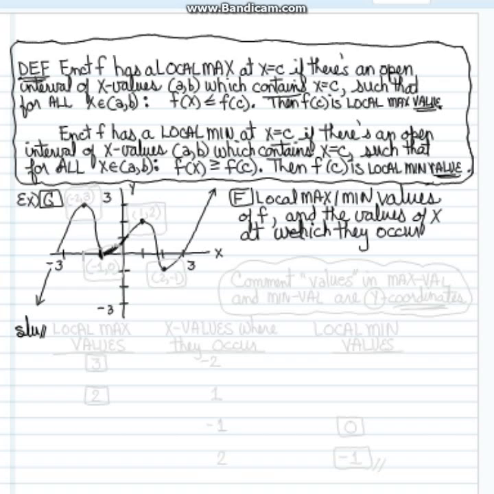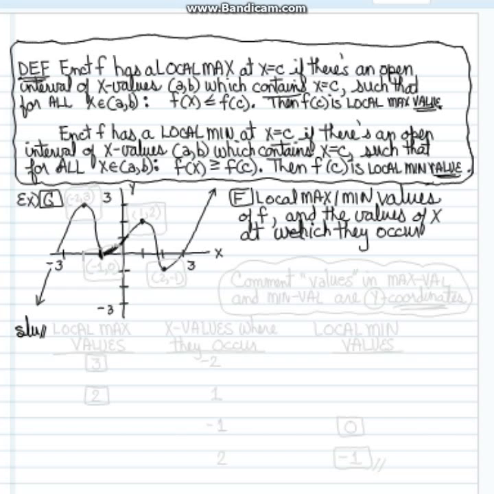All right? Now, what we're saying here is that c, in the neighborhood of x equals a to x equals b, has the highest y partner. When there's a local max located at x equals c, we call the local max value the y partner, f of c. The local max value is talking about the y partner.